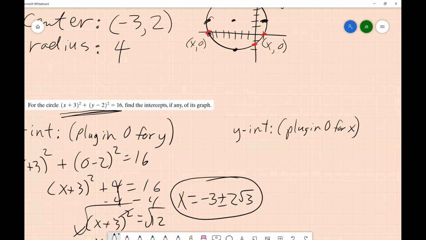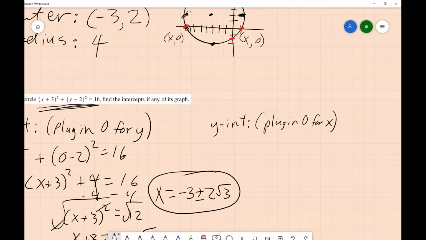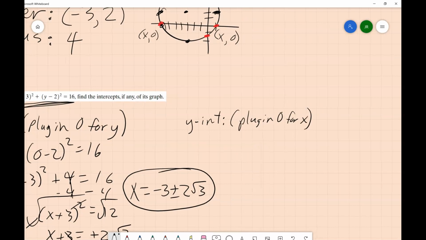We could find the decimal approximations of those just by typing it in our calculator, negative 3 plus 2 square root 3, and we can get the decimals. But I think this is good enough for now. We can leave it as this answer. This is an exact answer. Okay, let's do something similar to find the y-intercept. We're going to plug in 0 for x. 0 plus 3 squared plus y minus 2 squared equals 16.